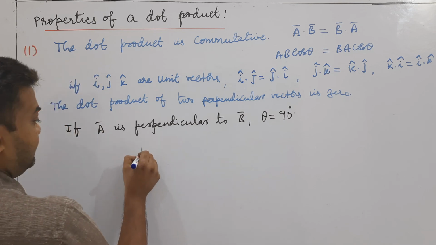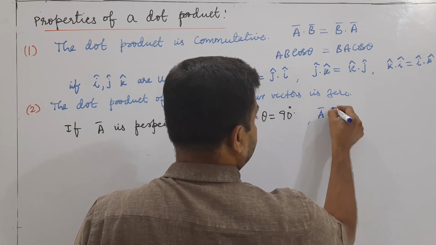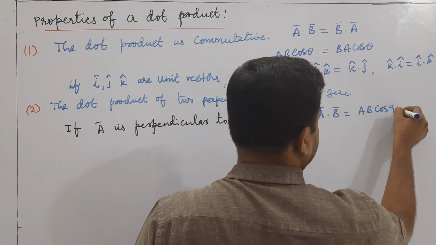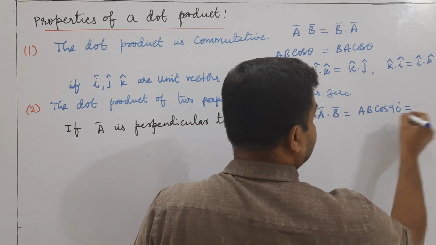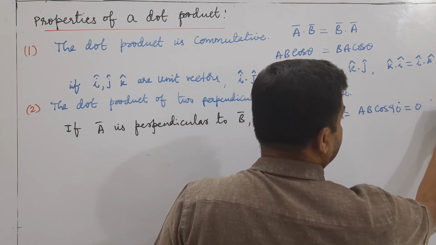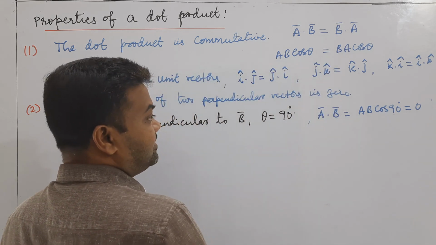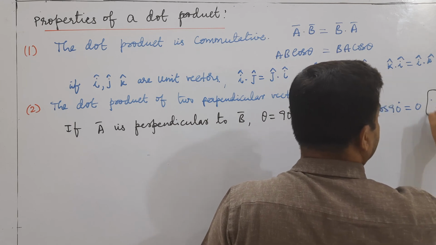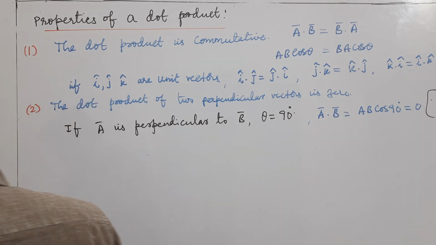What happens? A bar dot b bar is equal to AB cos 90. Cos 90 is 0. That's why the total value is 0. Why is it 0? Cos 90 degrees is 0. AB cos 90 is 0.